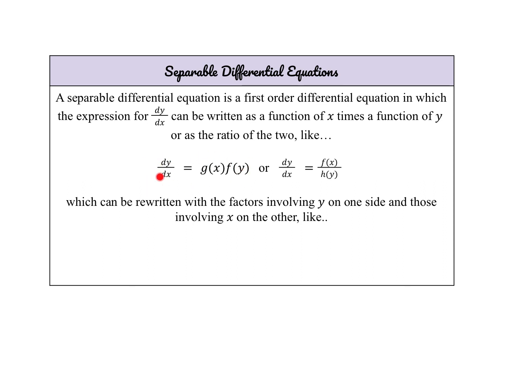If you look at this first form here, dy dx equals g of x times f of y, we could actually take this dx, multiply it to the right side, and take f of y and divide it to the left side, and we could write it like this: 1 over f of y times dy equals g of x dx. We could see that all of the y's are on one side, all of the x's are on the other. So this would be considered a separable differential equation. Same thing for this second form. We could say h of y dy, by multiplying this to the other side, equals f of x dx. Again, we have the y's on one side, the x's on the other. So this is a separable differential equation.